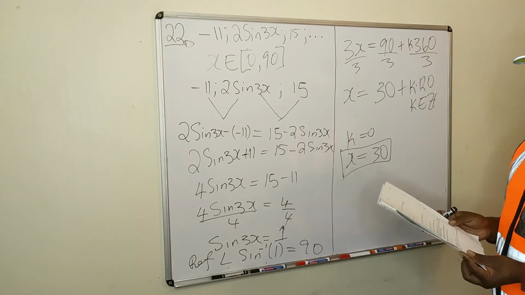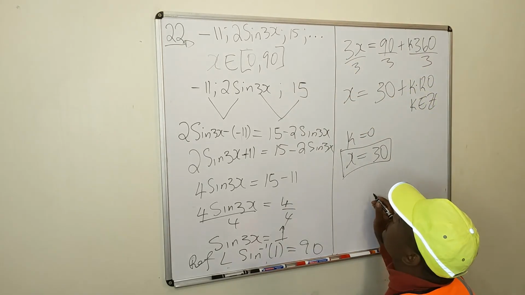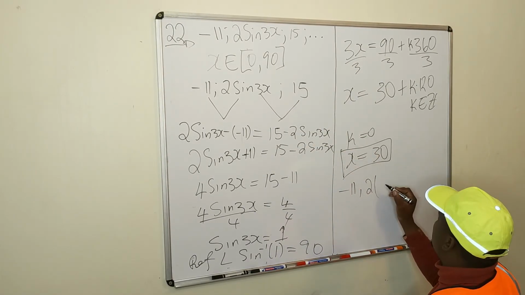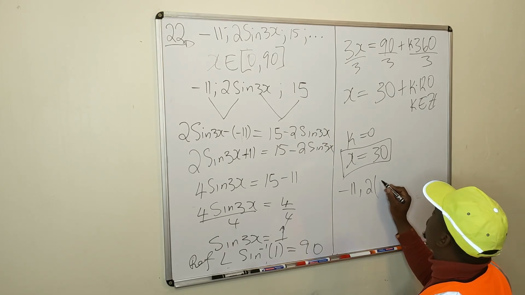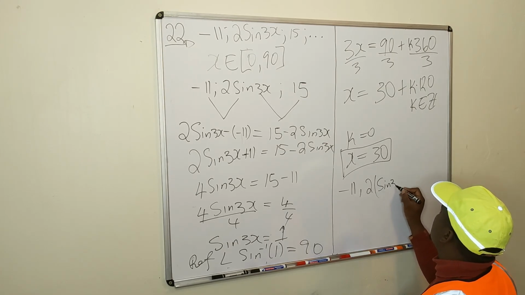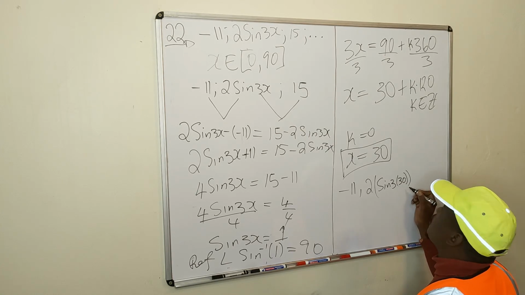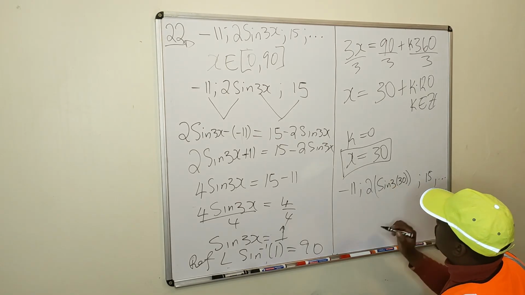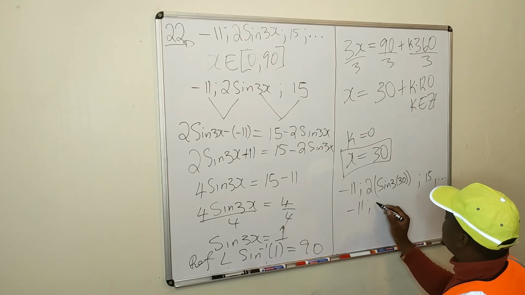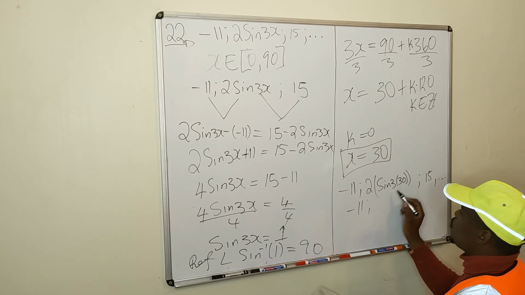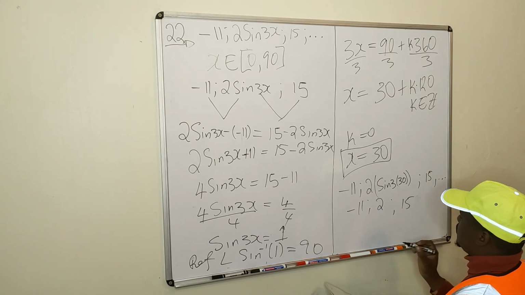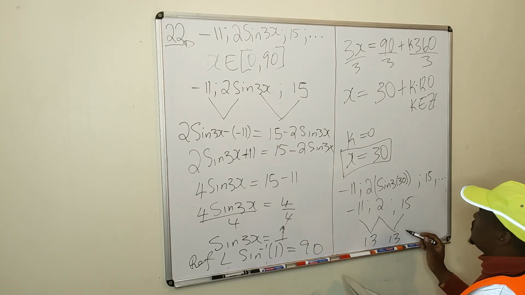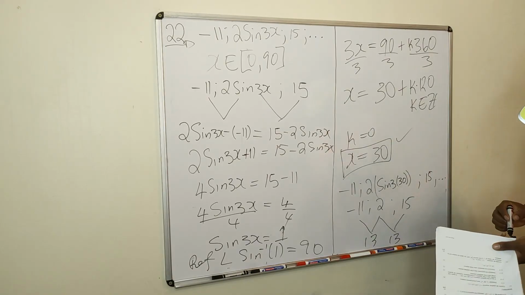But let's test something and see if we really get an arithmetic sequence. So we say minus 11, then 2 times sine of 3 times 30, and 15. Minus 11, and then 2 times 90, sine of 90 is 1, so we have 2 here, and then this is 15. This minus this, you get 13. This minus this, you get 13. So this is the correct term, and you're done with this question.